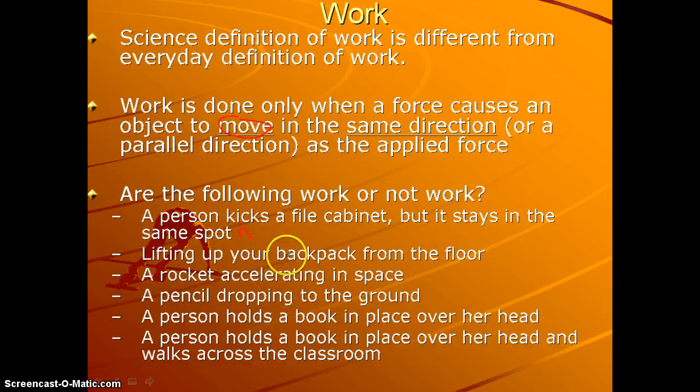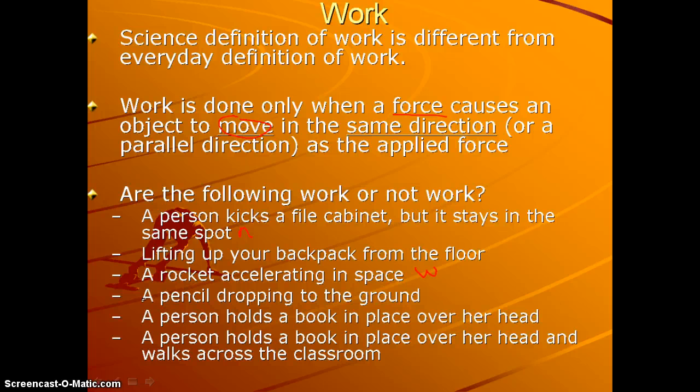Well, in that case, you're exerting a force on your backpack. You cause the backpack to move in the same direction that you apply the force, so this would be work. So I'll put a W. Yes, it is work.